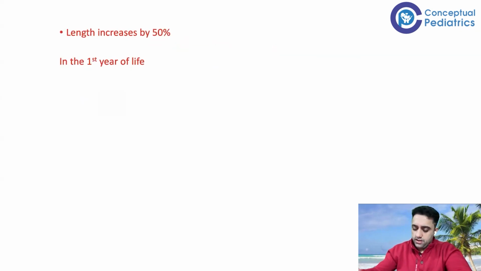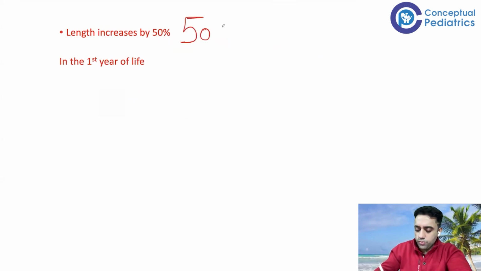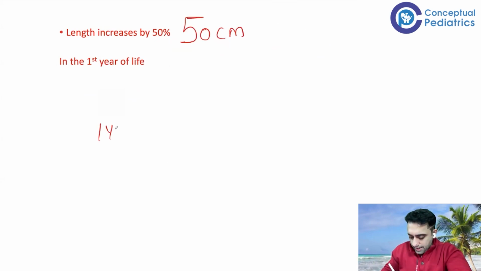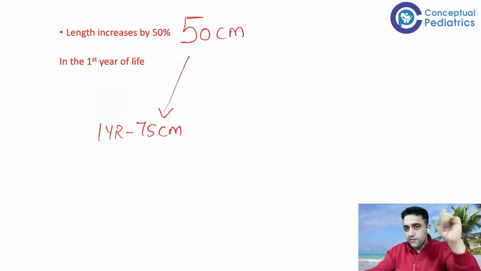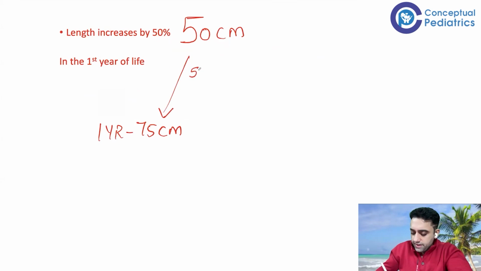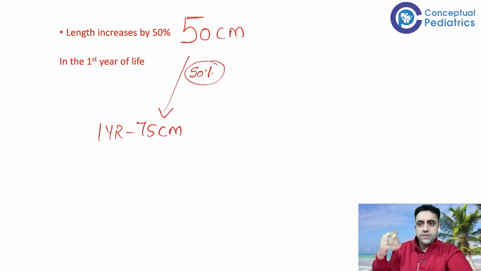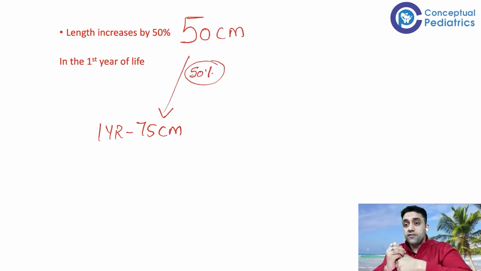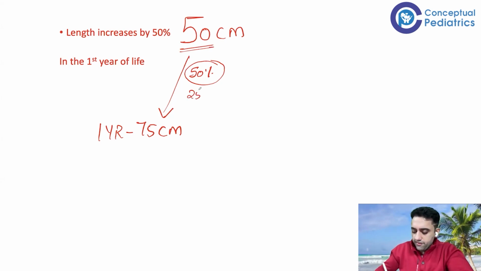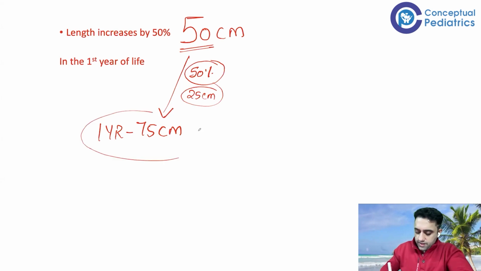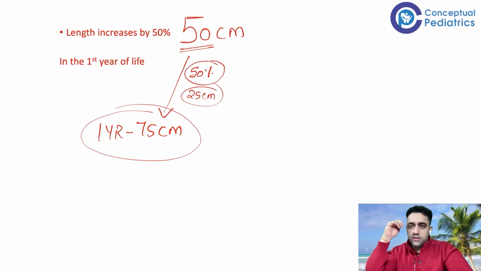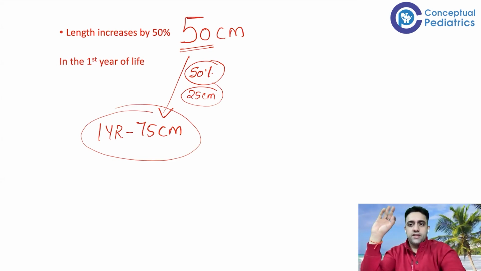So this part we have spoken about. This was a DNB question. I told you the normal length of a newborn baby is 50 centimeter, and a 1 year old is 75 centimeter. From 50 to 75, there is a 50% increment. 50% of 50 is nothing but 25 centimeter, so 50 plus 25 is 75 centimeter. So this is like a one-liner. You should know that length increases by 50% from the birth length by the first year of life.